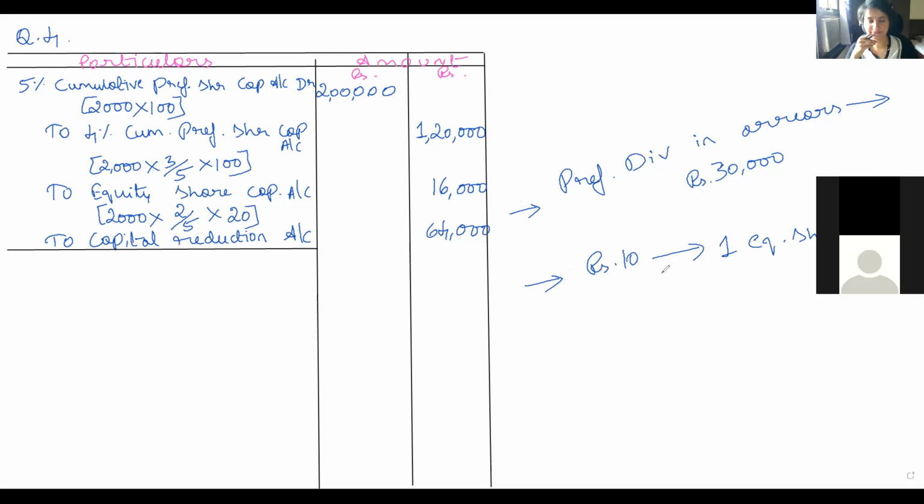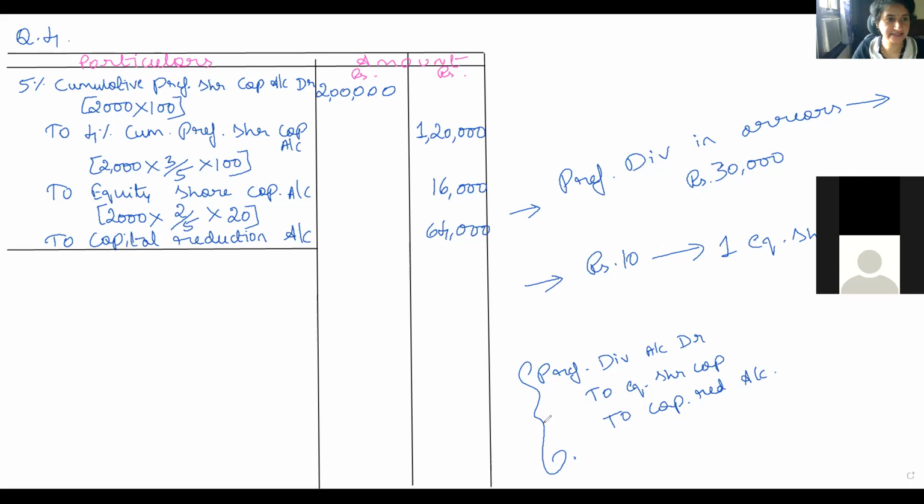Preference dividend account debit to equity share capital account, to capital reduction account. Okay, preference dividend account debit. To equity share capital account. Okay. To capital reduction account. Okay. Any other answer, students? Manish said preference dividend account debit to equity share capital account to capital reduction account. Okay. Any other entry?